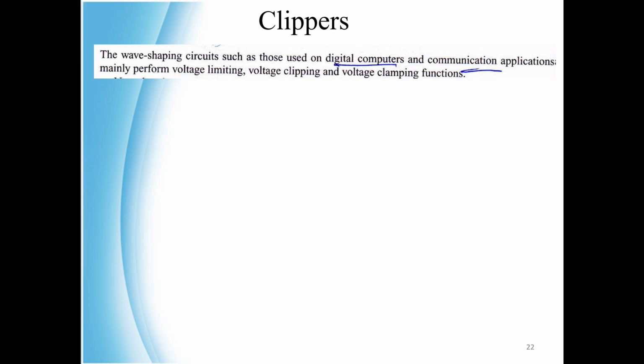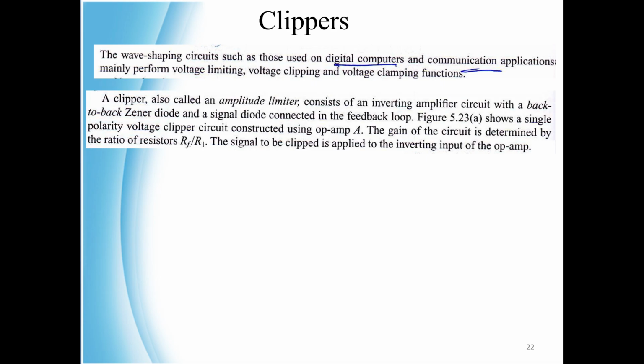The wave shaping circuits such as those used on digital computers and computer applications mainly perform voltage limiting, voltage clipping and voltage clamping functions. A clipper, also called an amplitude limiter, consists of an inverting amplifier circuit with a back-to-back Zener diode and a single diode connected in the feedback loop. Following figure shows a single polarity clipper circuit constructed using operational amplifier.